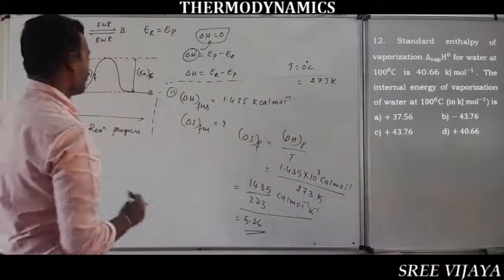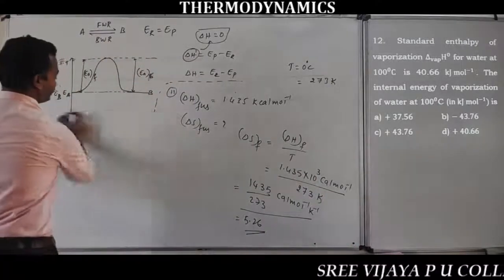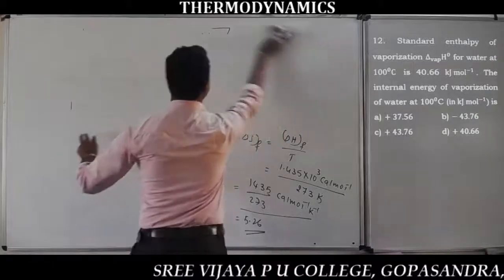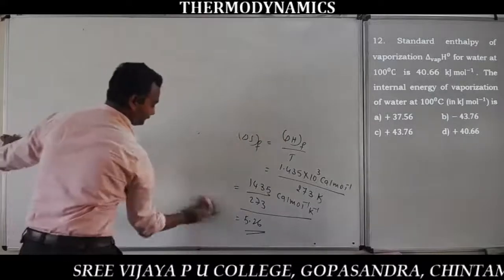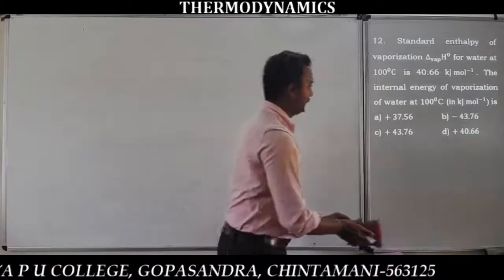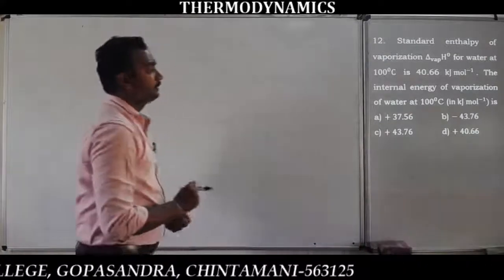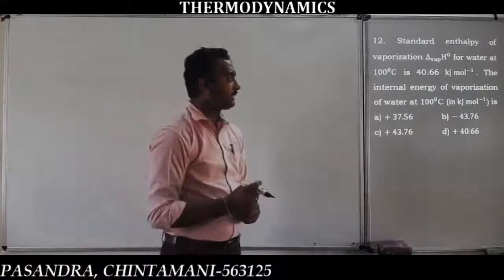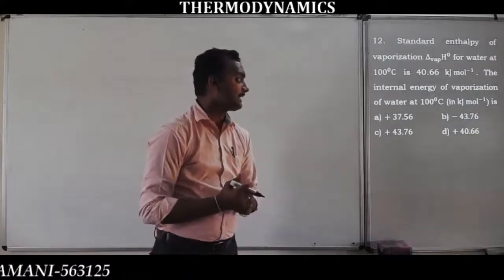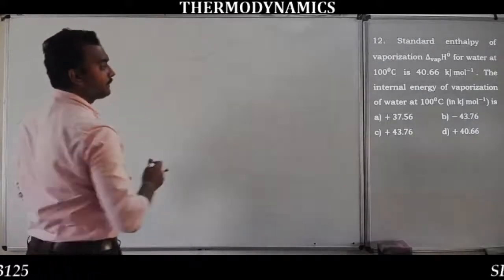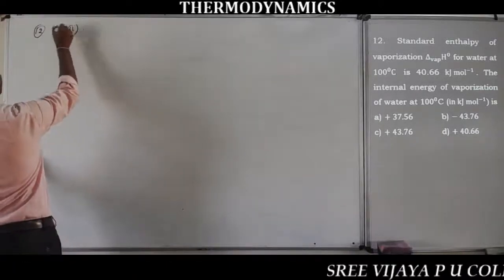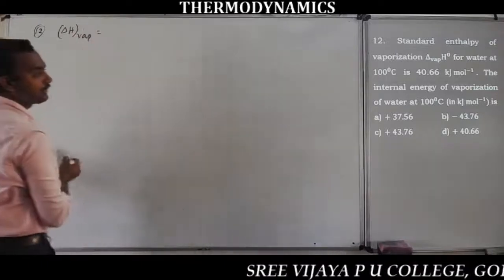Next, that is question number 12. Standard enthalpy of vaporization of water at 100 degrees Celsius is 40.66 kilojoule per mole. The internal energy of vaporization of water at 100 degree Celsius is asked, given the standard enthalpy of vaporization. That is question number 12. Standard enthalpy of vaporization is equal to how much?